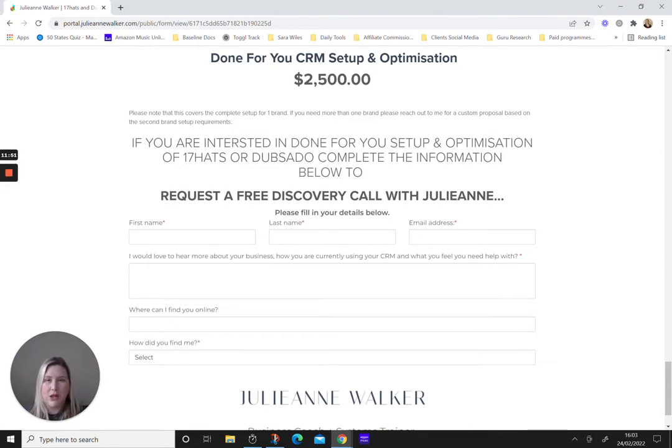So my goal on this lead capture form, my call to action, is for them to book a free discovery call with me. And then I have a few questions. So the first three are the required fields within Dubsado. You need the first name, last name, and email address. So those are standard, they have to be on there, they're required in order for that person to be pulled into Dubsado.